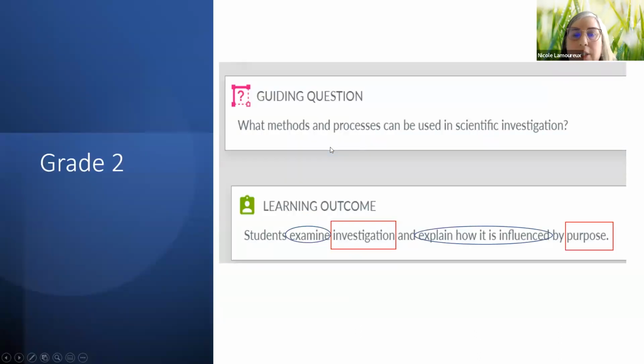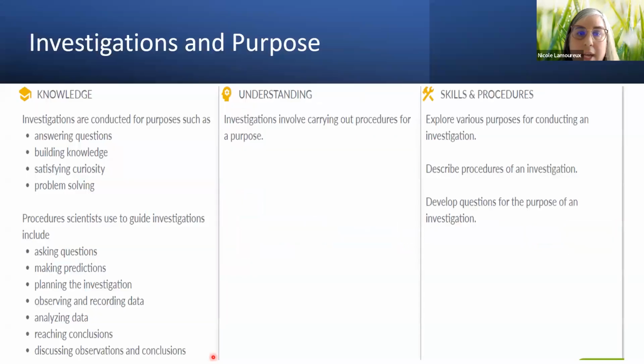Okay, so now we're going to look at grade 2. So grade 2 is examine investigation and explain how it is influenced by purpose. Okay, so we know the foundation has been laid in grade 1. And so now the students are going to examine it further and then look at the purpose of an investigation. And grade 2, your year is a lot to do with purpose in other organizing ideas as well. It's a bigger idea that comes out. Okay, so we're going to unpack the cusps connected to that in grade 2.